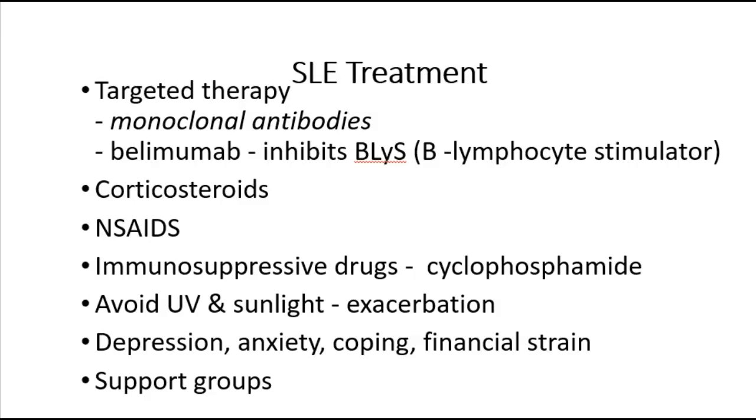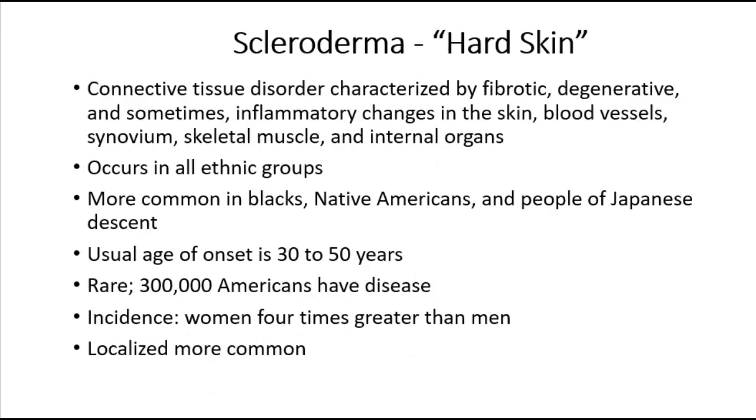All right, we have just a couple more things to look at. One of them is scleroderma. Scleroderma affects the skin, vessels, synovium, skeletal muscles, and the internal organs. It can be localized or systemic. The exact cause is really unknown. It's basically an overproduction of collagen that causes tissue fibrosis and blood vessel occlusion.